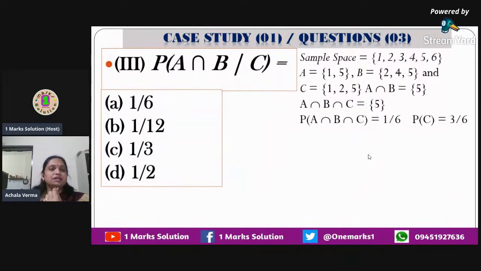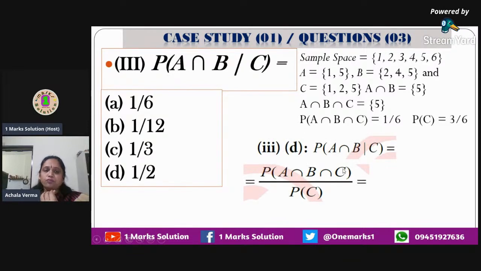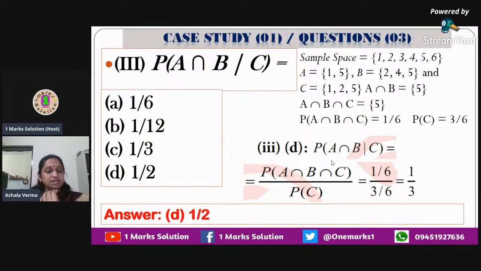The next question is probability of A intersection B when C has already occurred. So the question has taken one more step ahead. You need to find the common elements between A intersection B and C. So that becomes A intersection B intersection C, which is the common element of all the 3 sets, that is 5. There is only one common element for A, B, and C. So probability of A intersection B intersection C is 1 by 6 and probability of C is 3 by 6. Now it's very easy to calculate probability of A intersection B when C has already occurred. We get 1 by 6 upon 3 by 6, that is equal to 1 by 3. So C is the correct option.